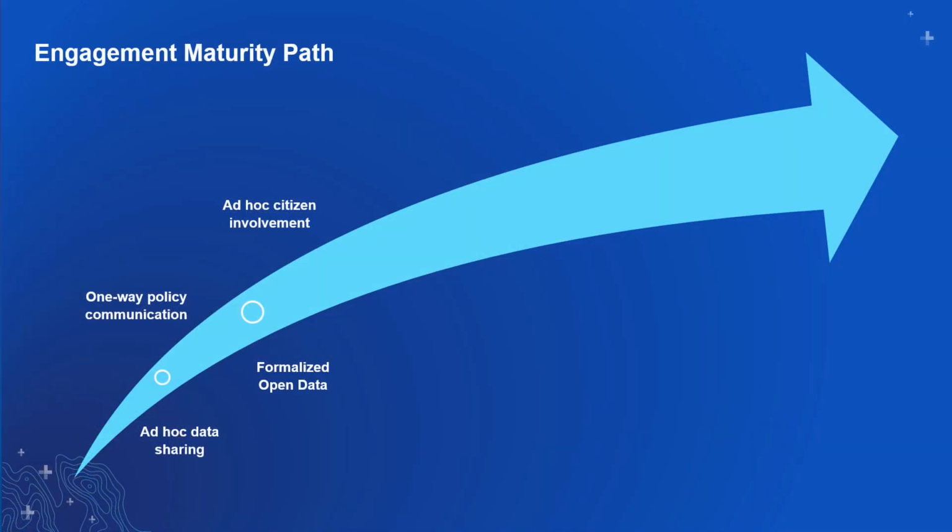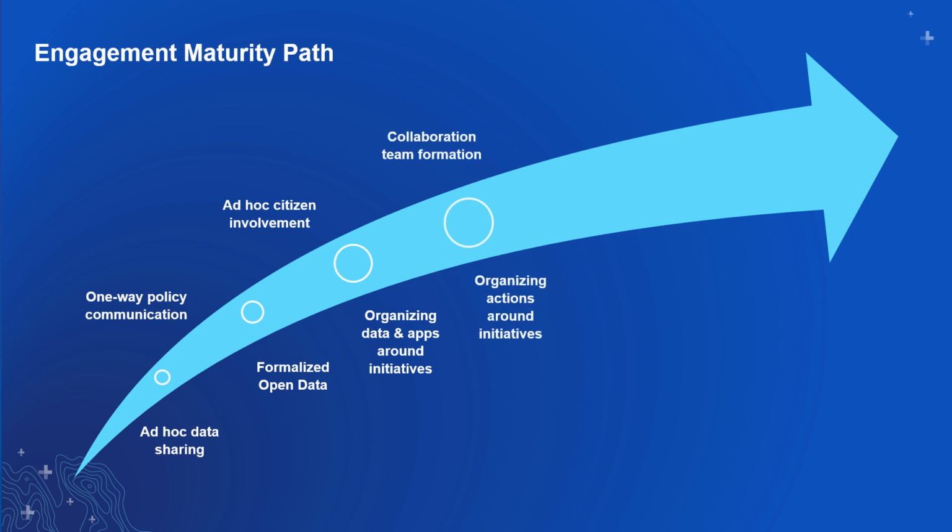So that's where people start, is I'm going to create a site, maybe do some open data, but we encourage you to go a little step further, which is to put a narrative around it and organize your content around a particular initiative. So organizing your data, your apps, and then even thinking about how do you organize a team around that, and maybe some actions around initiatives. So really just initiative thinking.